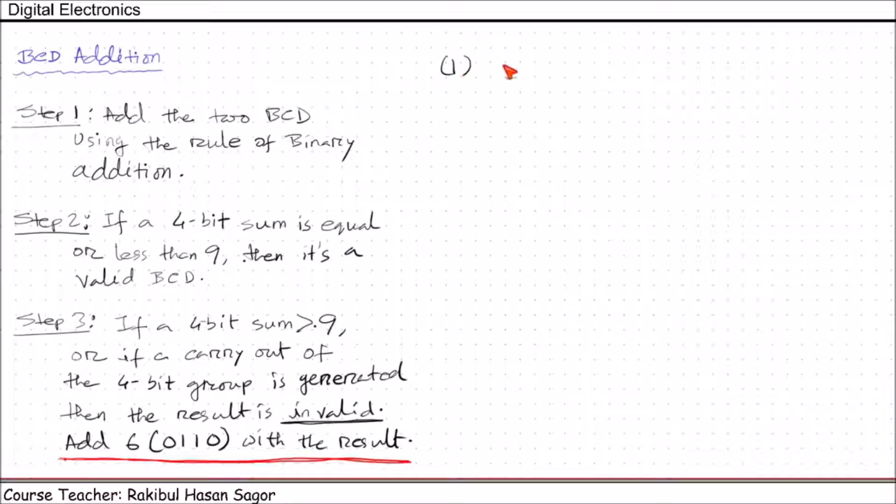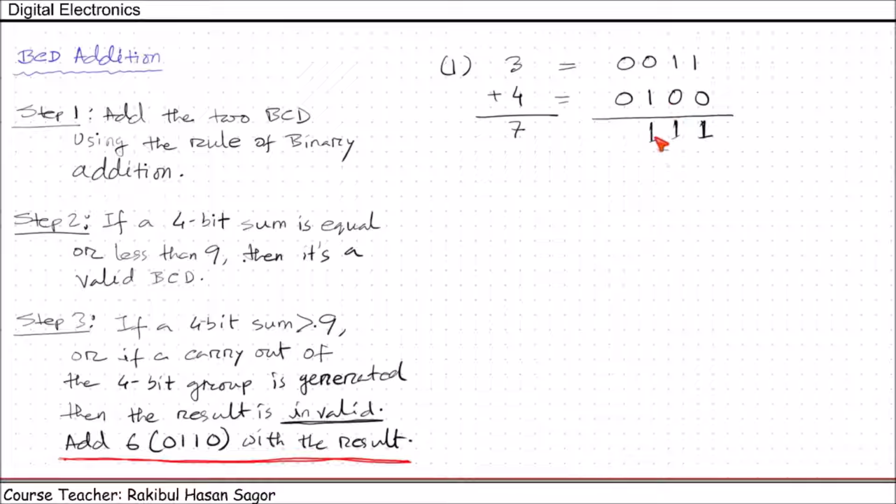Suppose we want to add these two numbers, 3 plus 4. The result will be 7. So what is the corresponding BCD of 3? That is 0 0 1 1. And what is the corresponding BCD of 4? 0 1 0 0. Now let's add these two numbers using the typical binary addition process. 1 plus 0 will give you 1, 1 plus 0 will give you 1, 1 plus 0 will give you 1, and 0 plus 0 is 0.